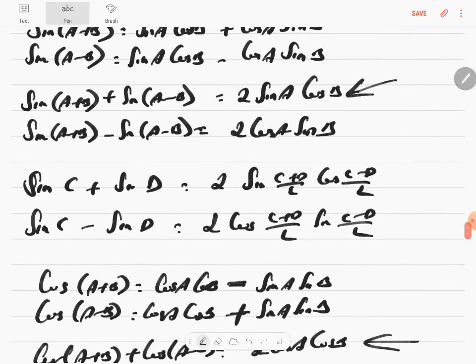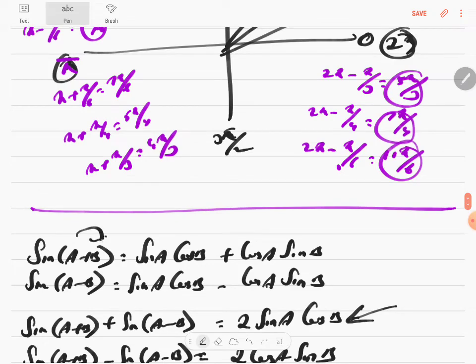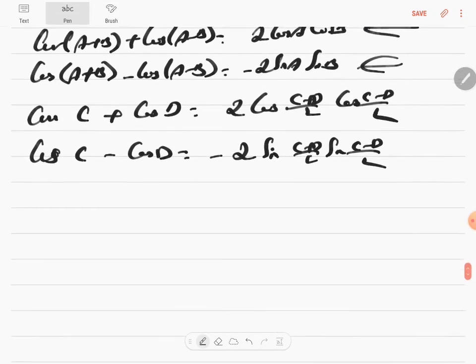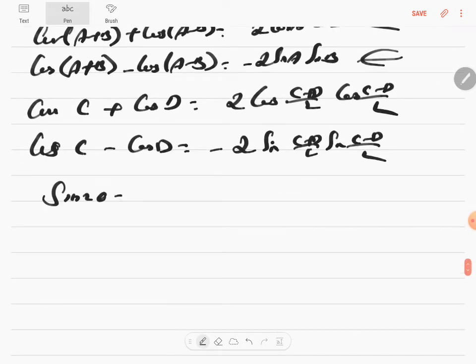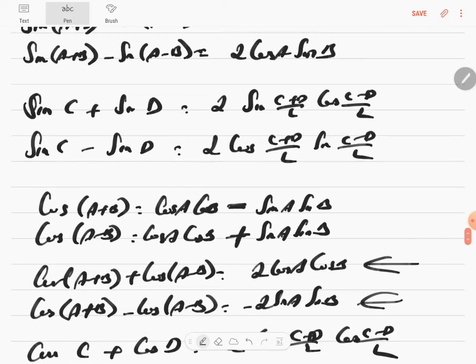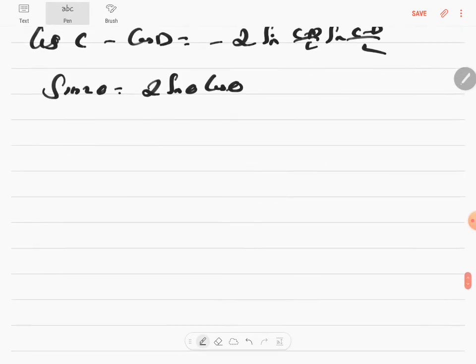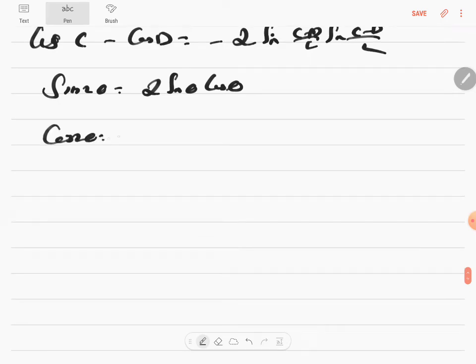So now let's look at a formula where this is also theta, this is also theta. It will become sin 2 theta. Hence sin 2 theta is 2 sin theta cos theta. Similarly, let's take the cos A plus B formula here. This is also theta, this is also theta. You get cos 2 theta, which is cos square theta minus sin square theta. The cos 2 theta formula is cos square theta minus sin square theta.